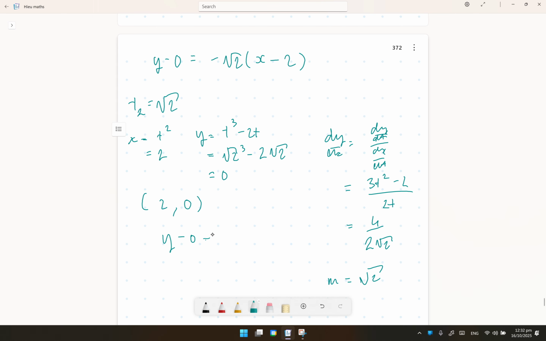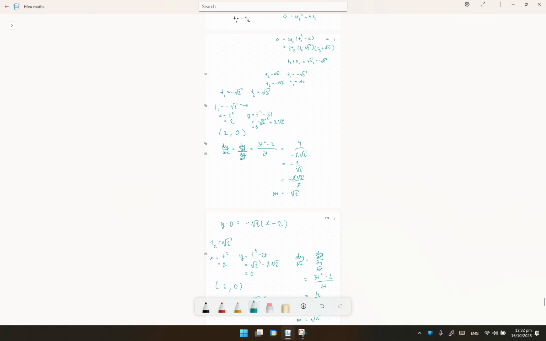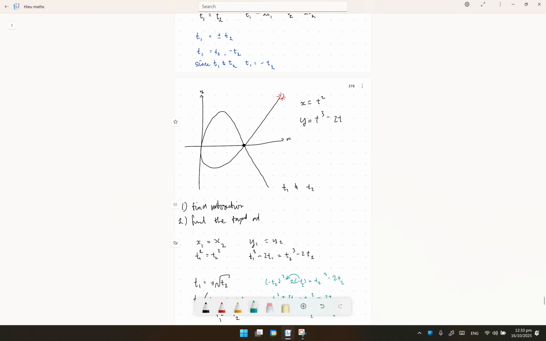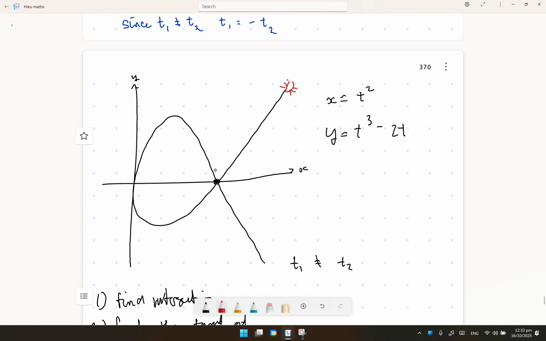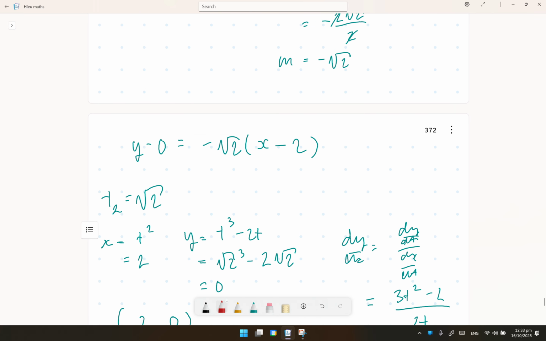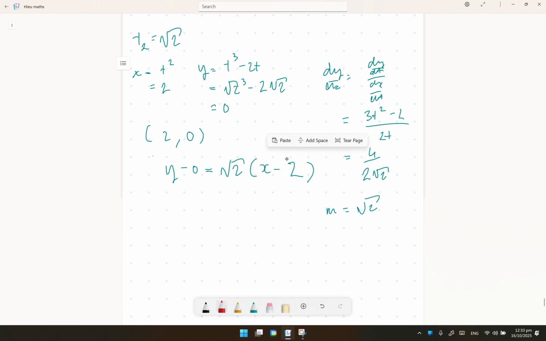And so y equals the gradient, root 2, multiplied by x minus the previous x, so it's going to be x minus 2. There we go. So at the point 2, 0, there are two tangent lines, which is pretty obvious if we think about it, right? Because one is going down, and every time it loops down, there's another time it's going down. So those are the two lines that we found. The first line is y minus 0 equals minus root 2 times x minus 2, and the second tangent line is y minus 0 equals root 2 times x minus 2.